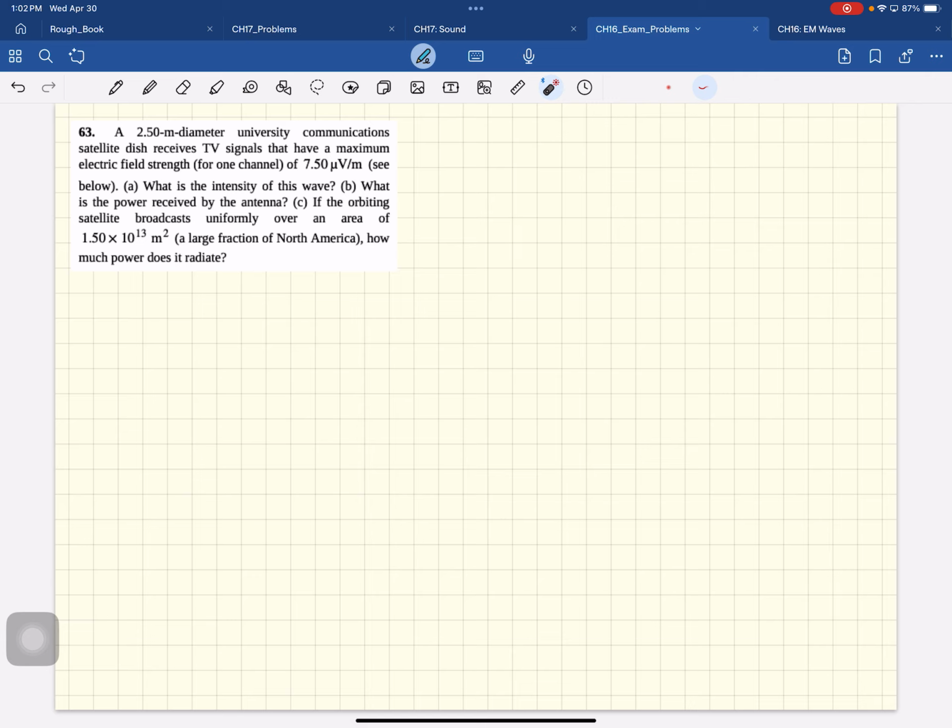All right, so this problem says a 2.5 meter diameter university communication satellite dish receives a TV signal that has a maximum electric field strength of 7.5 microvolt per meter. What is the intensity of this wave? So 2.5 meters is roughly the size of this table.